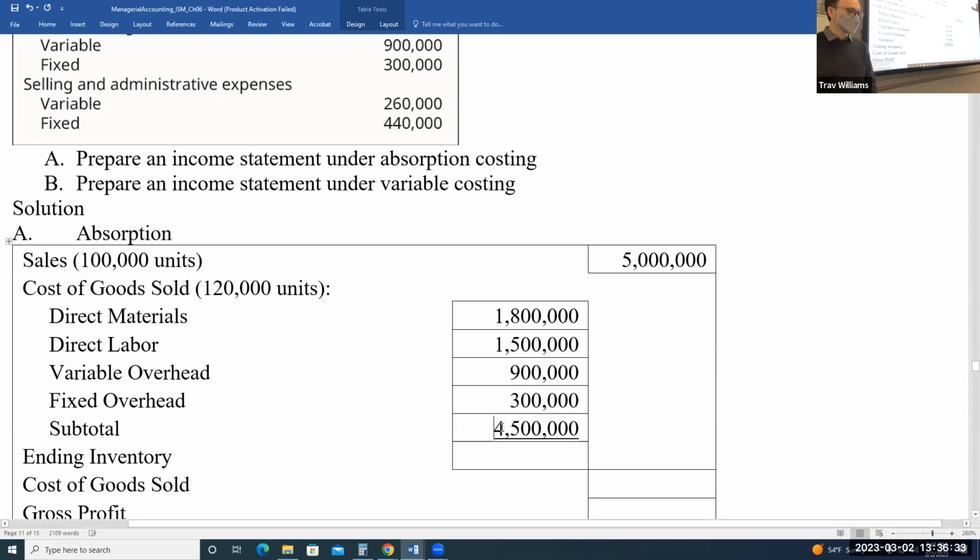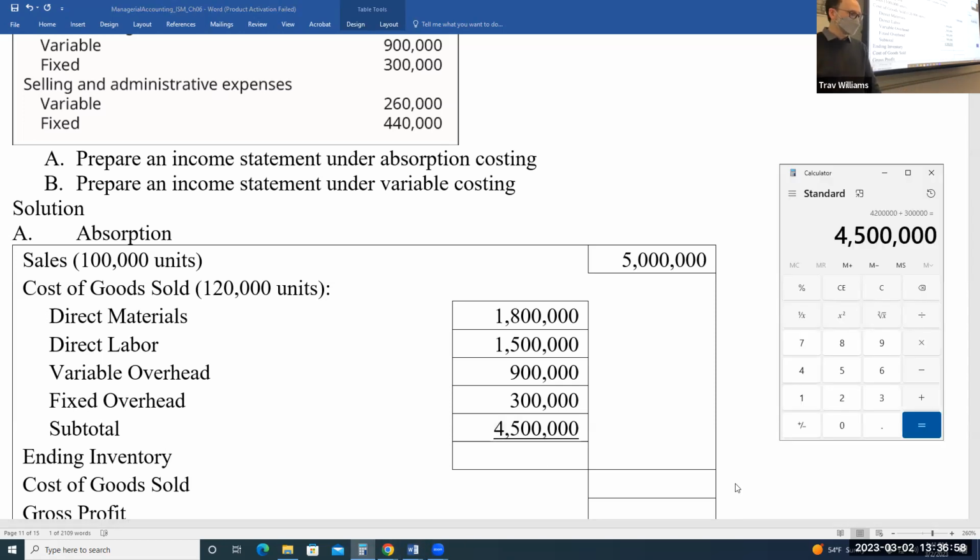If this number here, the subtotal of our manufacturing costs, is based on 120,000 units that we produced, how do we figure out the cost of the 100,000 units we sold? Good answer, Joseph. If we take the $4.5 million of manufacturing costs divided by 120,000 units produced, that gives us a cost of $37.50 per unit.